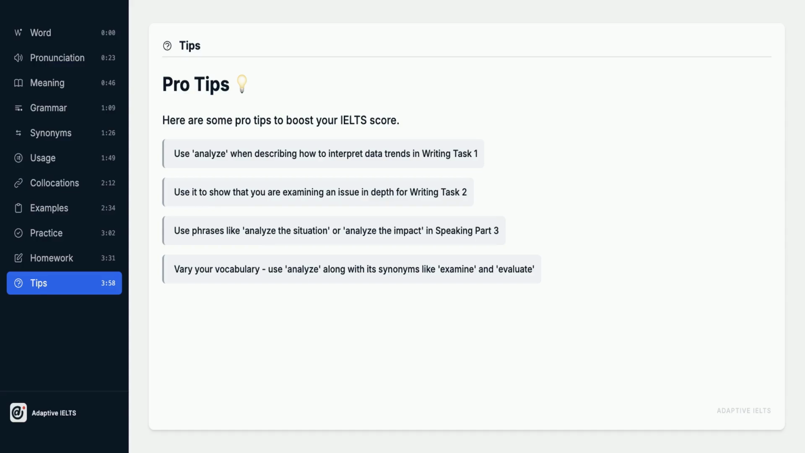Today we've explored the word analyze, a vital term for your IELTS success. This word is essential for Task 1 when describing data trends and Task 2 when examining arguments. Use it effectively in Speaking Part 3 to demonstrate your ability to think critically. Remember to practice using the different forms of the word and its collocations.